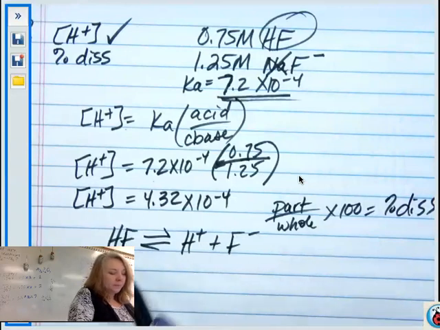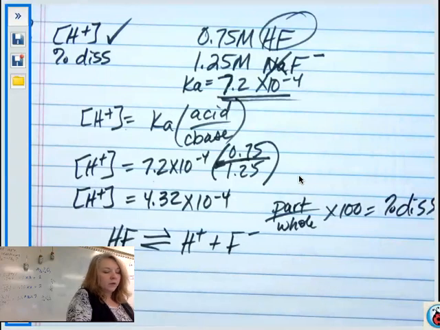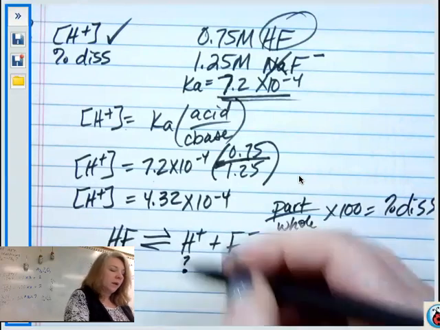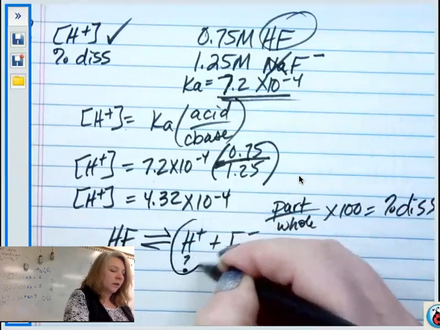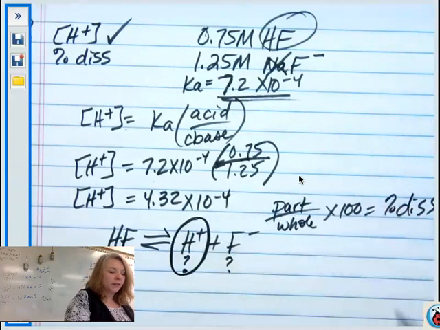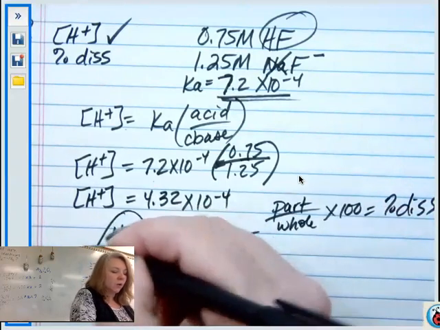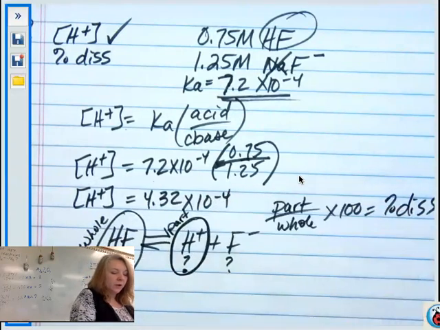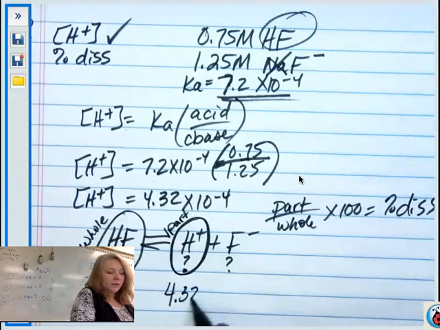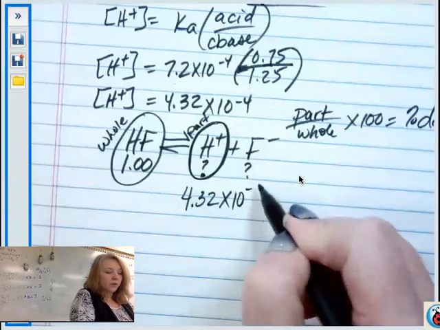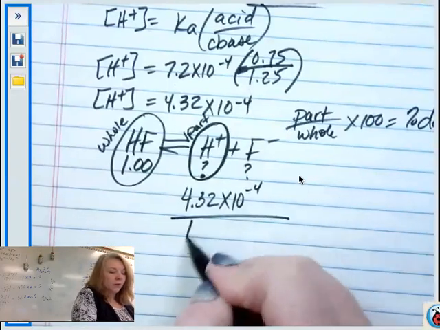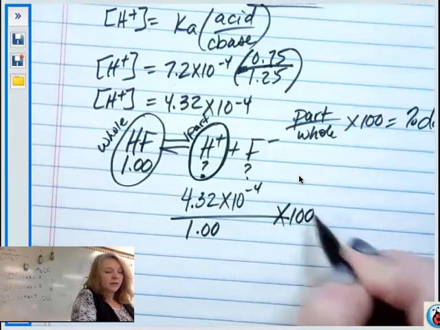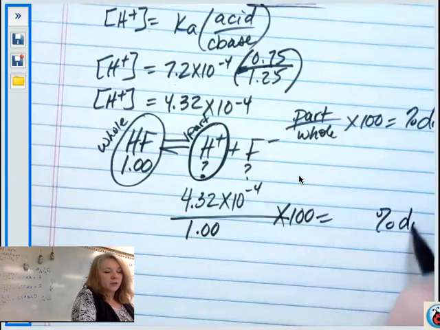Realizing that your original concentration of this is 1, and we're looking for the breakup, like how much did this break up? Well, to find this percent dissociation, we're going to be looking for our part, which is going to be our H plus, and this is your whole. And so the part we already found was 4.32 times 10 to the negative fourth divided by the whole of 1.00 times 100. And that's going to give you your percent dissociation.